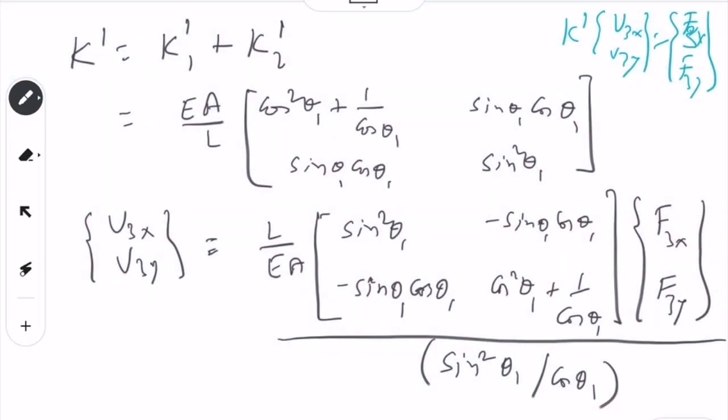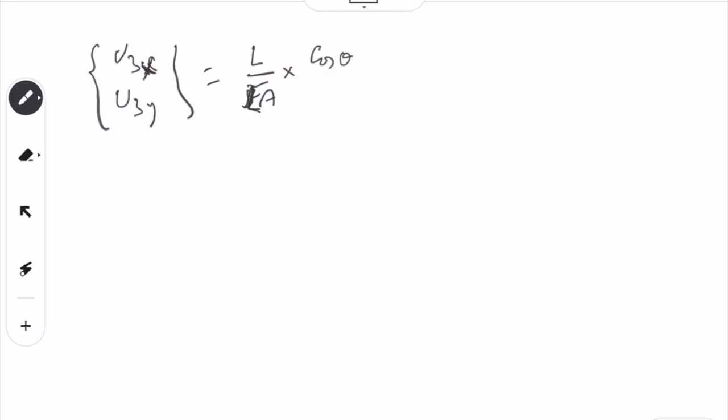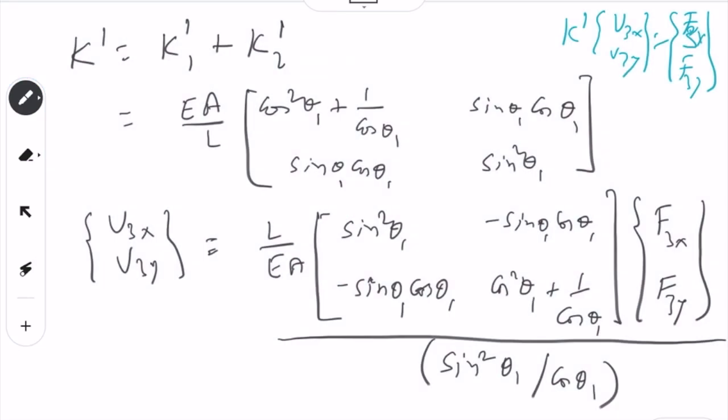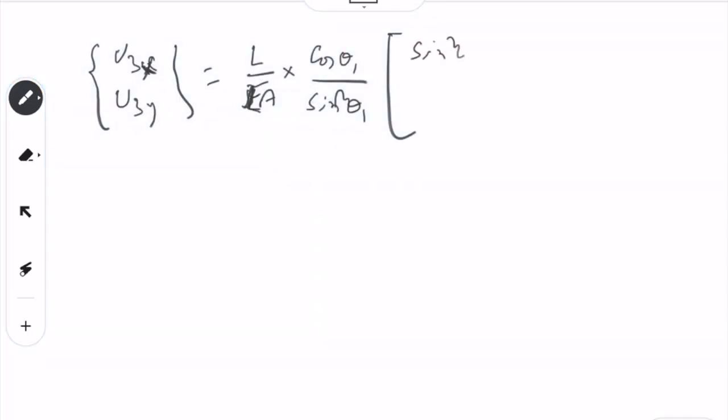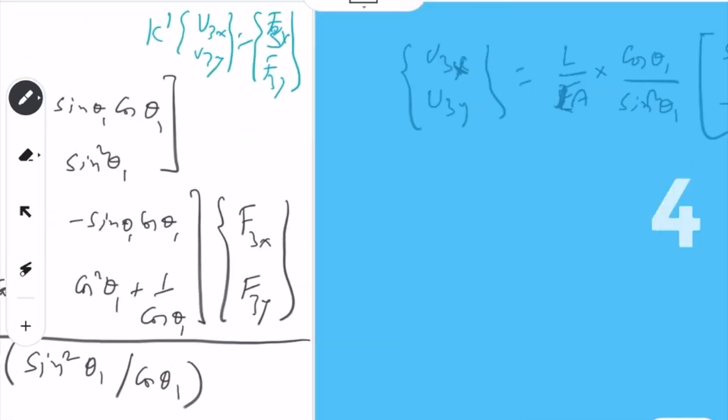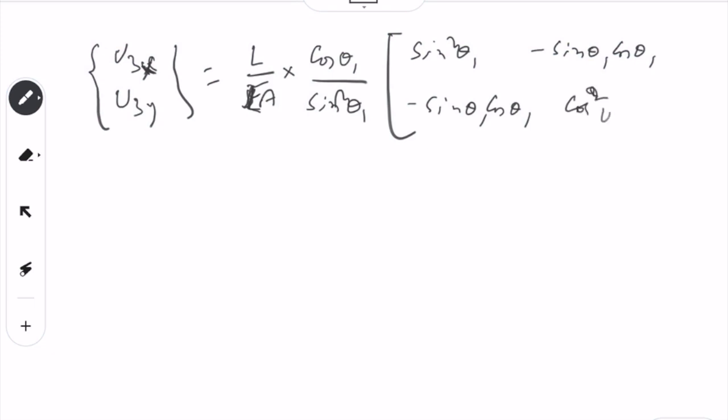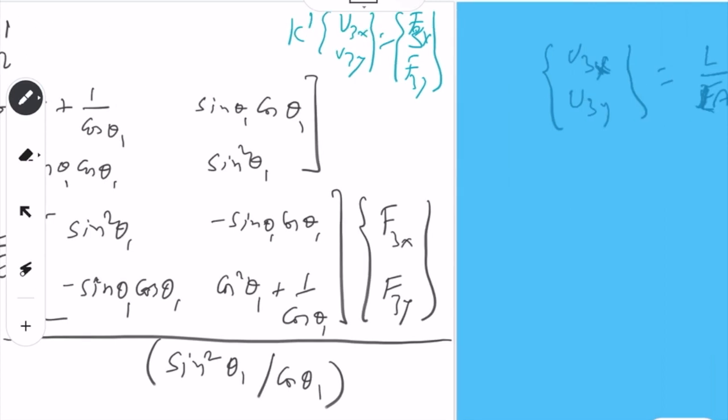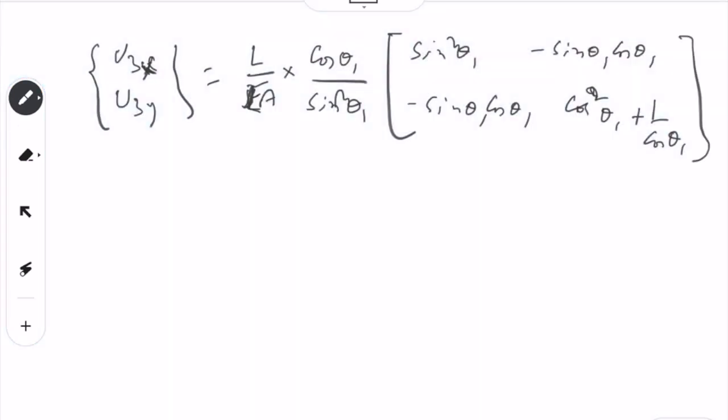Then you have cos theta 1 over sin square theta 1, and then you have sin square theta 1, then you have minus sin theta 1 cos theta 1, minus sin theta 1 cos theta 1, and then cos square theta 1 plus 1 over cos theta 1. That's it. And multiplied by, here we are going to multiply. So there only let's multiply.